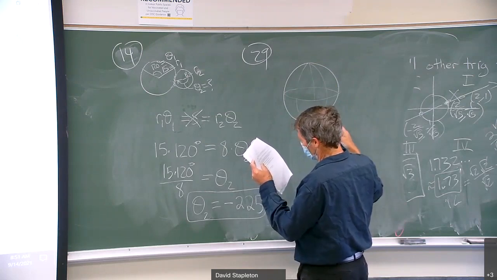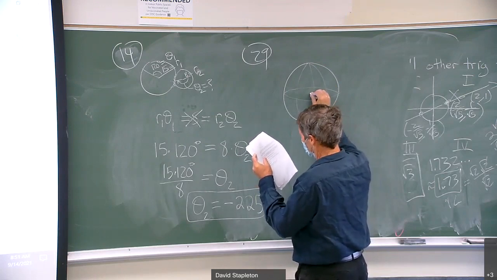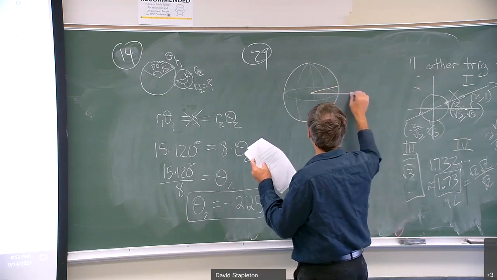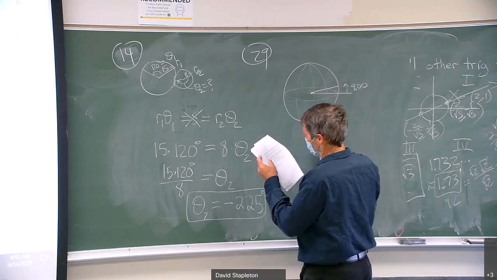The latitude of one city is 9 degrees. So let's take it up to here. That's a small angle, 9 degrees. Latitude is how far up from the equator you are.